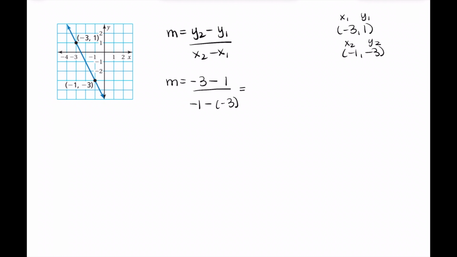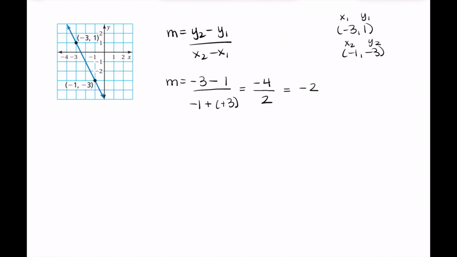Now what happens when we have a double negative? We add, right? So our numerator, -3 minus 1, would just be -4. And for our denominator, it'd be -1. Because of the double negative, we would be adding, so -1 plus 3. And we know that -1 plus 3 gives us 2. So -4 divided by 2, the simplified version of that is just -2. So our slope here is -2.